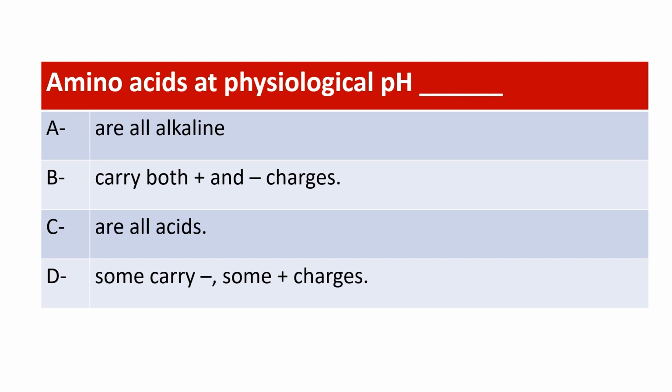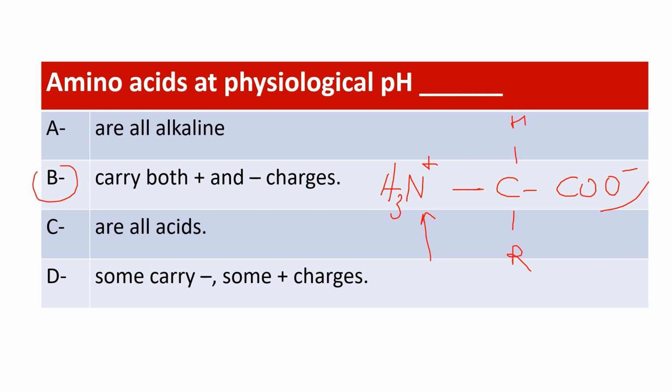The amino group of amino acids gains a positive charge. So let me draw to show you. This is the zwitterion form, and we have the R. And as you see, the amino group of amino acids gains a positive charge, is protonated by being this group, NH3+, while the carboxyl group loses a proton, gains a negative charge. So based on this information, the answer is B. Carry both positive and negative charges.